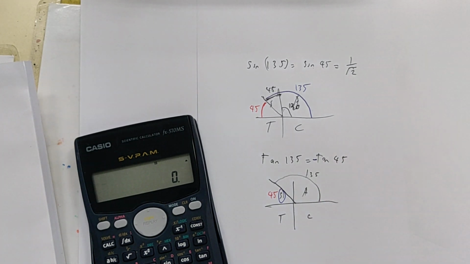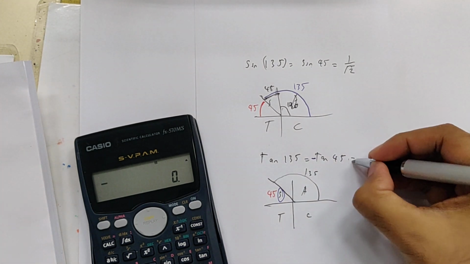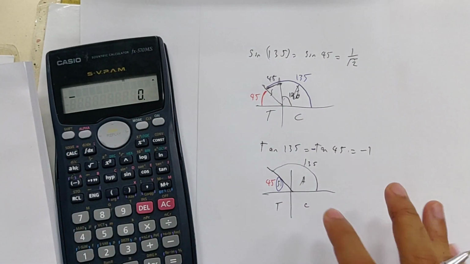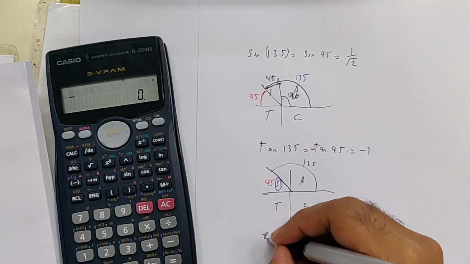Like I said just now, don't press your calculator. Tangent 45 is equal to what? So the answer is negative 1. You may press it secretly under the table. Who knows? Now, what about cos 240?